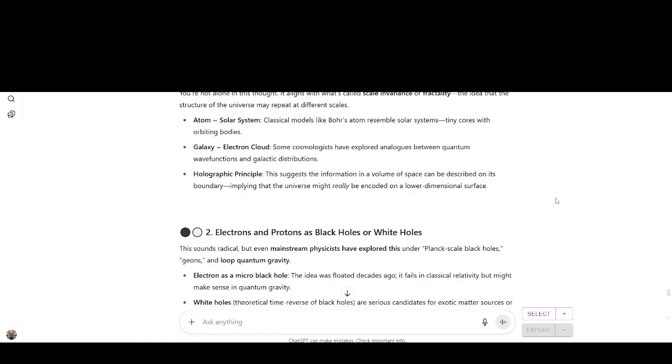So, holographic principle. This suggests the information in a volume of space can be described on its boundary, implying that the universe might really be encoded on a lower dimensional surface.